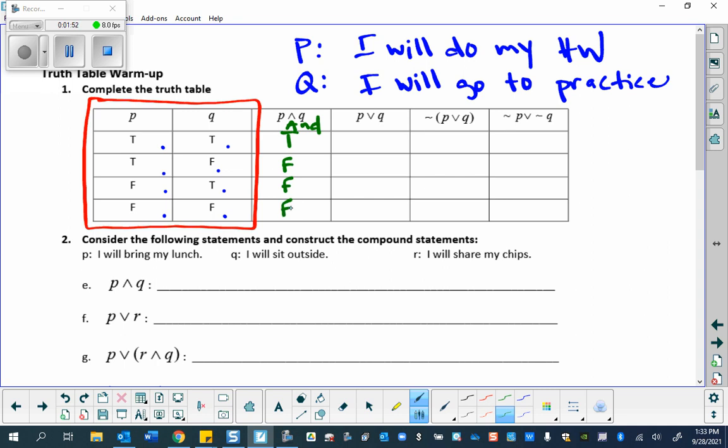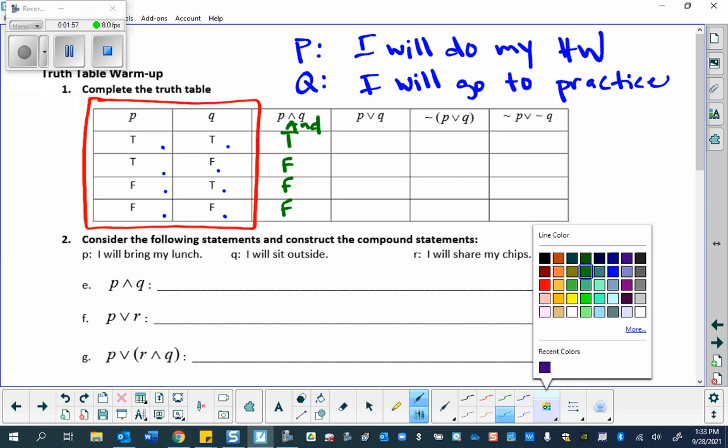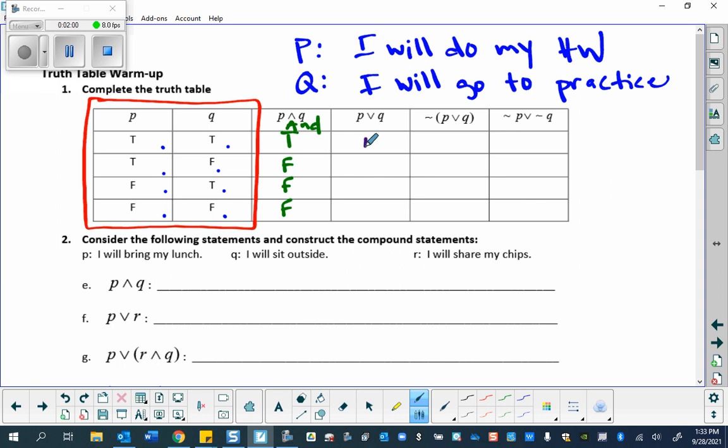Thumbs up if that makes sense to you. Okay. With our disjunction, as long as something is true, then that sentence is going to carry a truth value of true. So if you say, look, I need you to go to your practice or do your homework, and you've got one of those things done, mom's happy. If mom says to you, I need you to do your homework and go to practice, then she's only happy if you get them both done. So our or is our disjunction and our and is our conjunction.